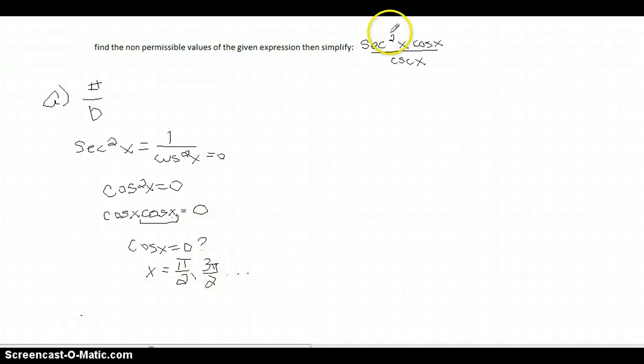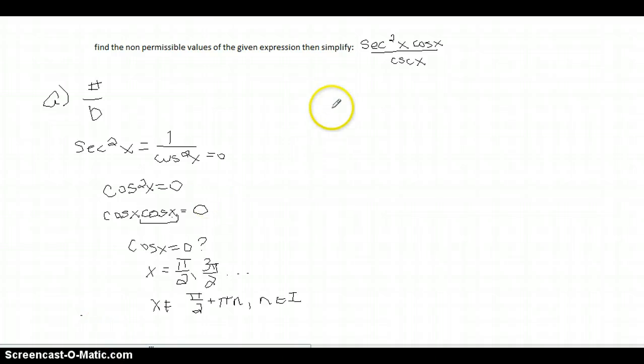The problem doesn't really define any of our values here, and I also didn't define whether it's in radians or degrees, so let's just use radians. That'll be fine. So x cannot equal, and we'll do our general solution. There's a nice pattern there: when you're at pi over 2, you add multiples of pi, so it'd be pi over 2 plus pi n, where n is an element of the integers. Okay, so there's your non-permissible value for secant squared of x.